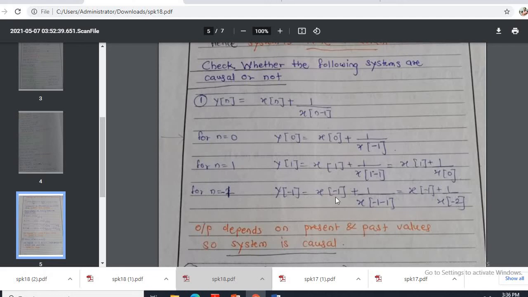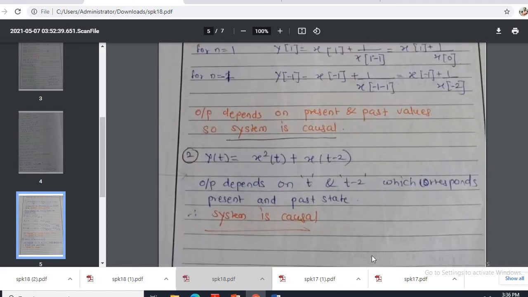Then y of n minus 1 is equal to x of n minus 1 plus 1 upon x of n minus 2, that is x of n minus 2. So output depends on present and past values. You can see here these are all past values. N minus 1 corresponds to past values, and therefore we can say that the system is causal. Because for causality, what is the condition? The output should depend on present state or past state, not on future state.